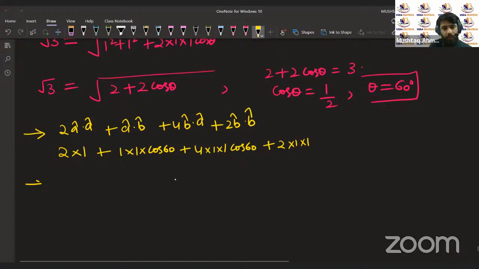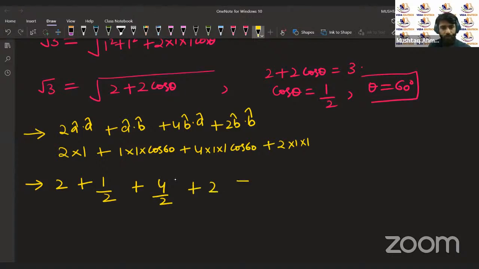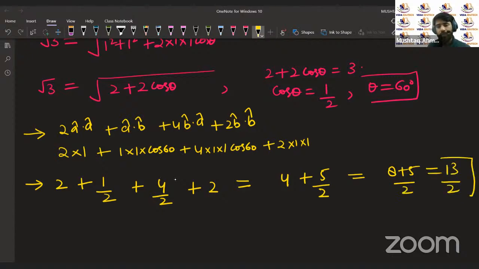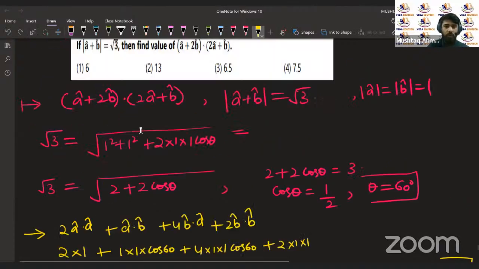So it will be 2 here. Cos 60 is equal to 1 upon 2, so it will be 1 upon 2 here, so 4 upon 2 here, and that's equal to 2. So we'll be left with 2 plus 2 will be 4, plus 5 upon 2. That will be equal to 4 into 2 will be 8 plus 5 upon 2, so it's going to be 13 upon 2. So the correct value of this dot product is going to be 13 upon 2.